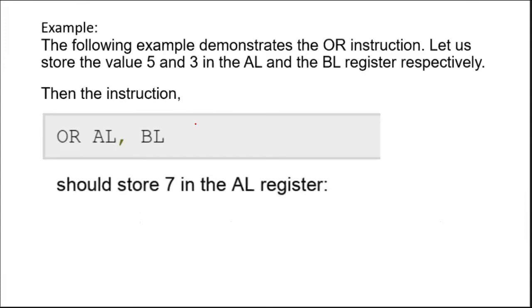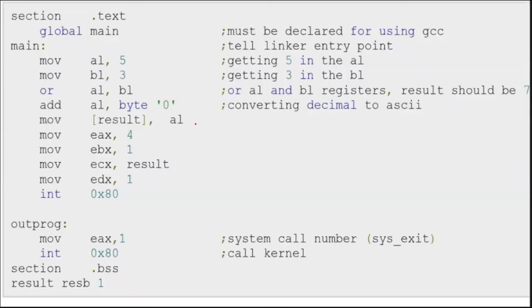Okay, so this is an example of how to use OR, AL, BL. This code is supposed to actually output 7, where it's comparing 2 numbers and then outputs just one of them. So later on, you can have a look at it. It involves the usage of OR.